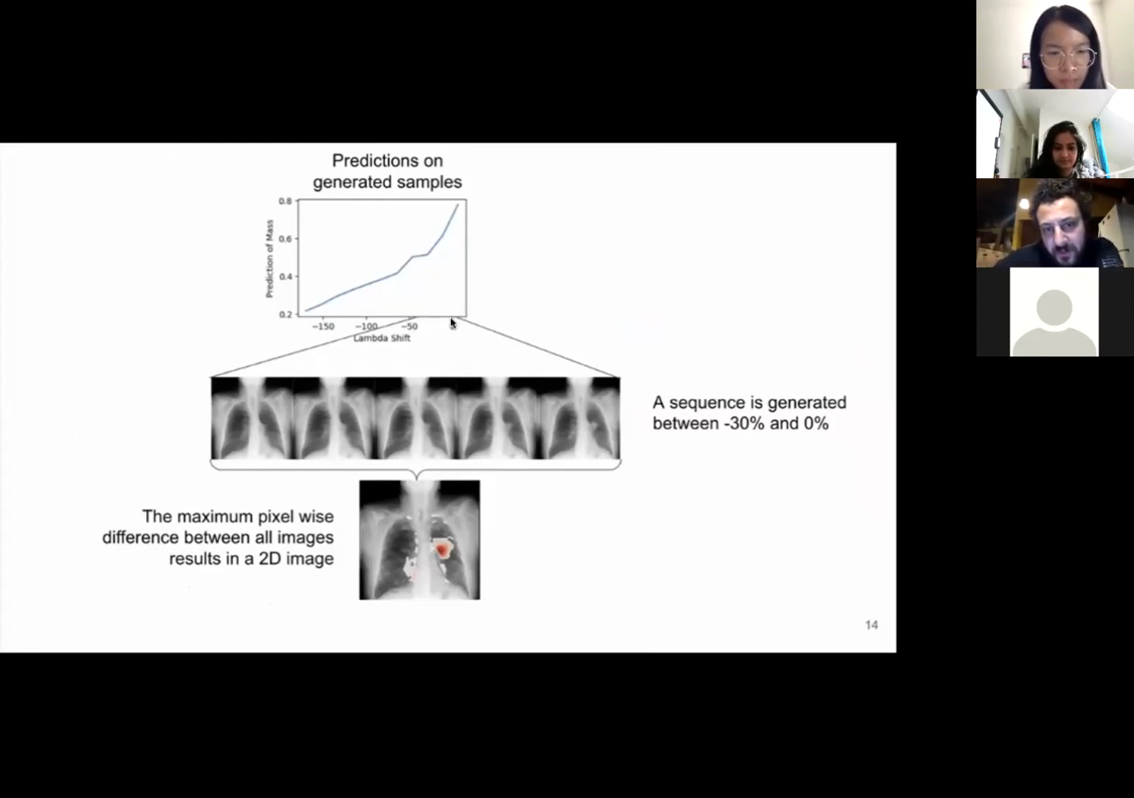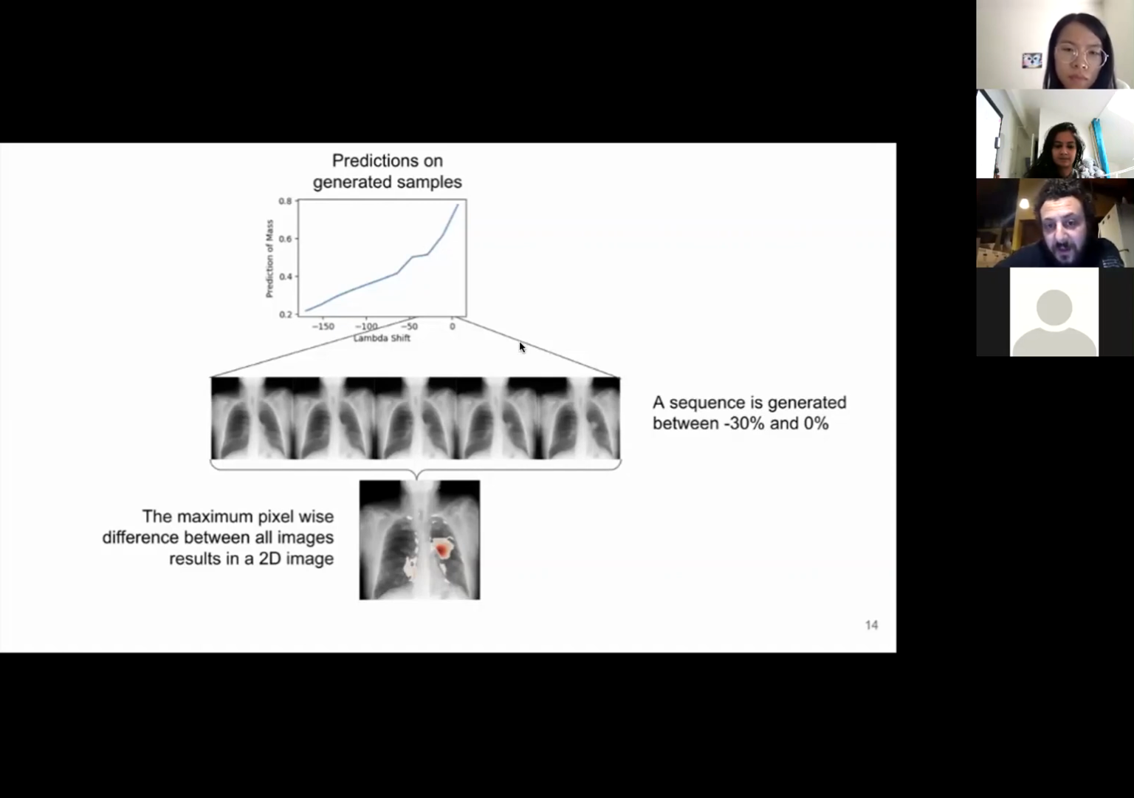At this 0 point here, what this means is that if we don't do any lambda shift, this is the prediction of the classifier, right? So it's like, I don't know, 0.75, right? And then as we move in the negative direction, which we found is better for making these images, we subtract 10 times that gradient from the z vector, and then reconstruct it, and then make a prediction on the classifier. We get something that's lower here, right? So the prediction will go down, right?